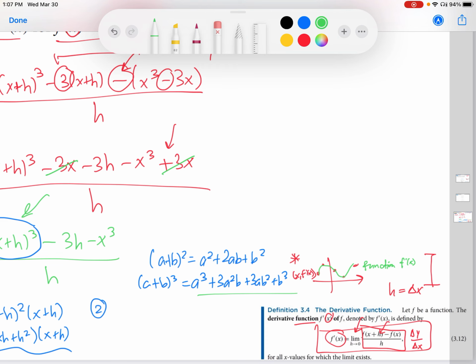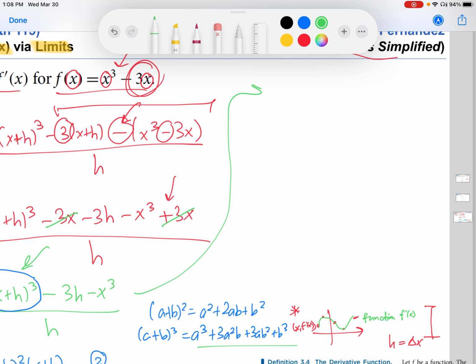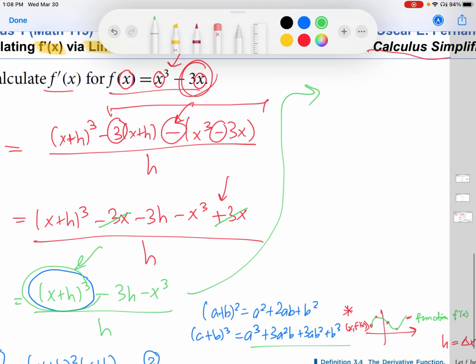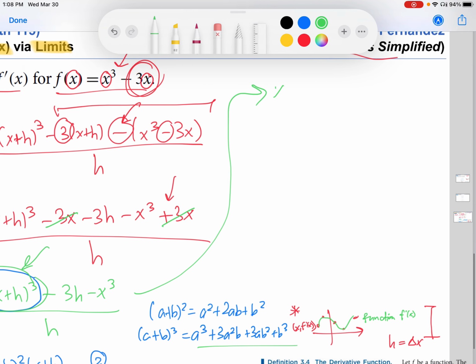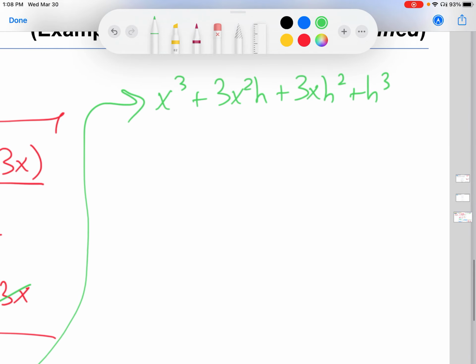We will move things up over here. Okay, so I'm cubing x plus h. So I'm going to get x cubed plus 3x squared h plus 3xh squared plus h cubed. And then I bring everything else along for the ride. So that's minus 3h minus x cubed, and then divided by h.